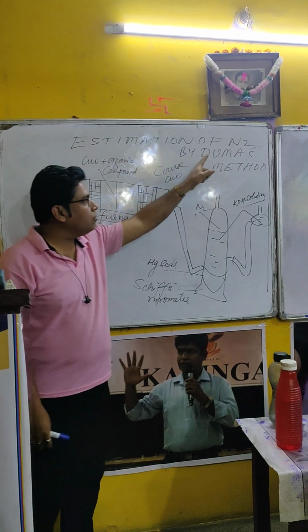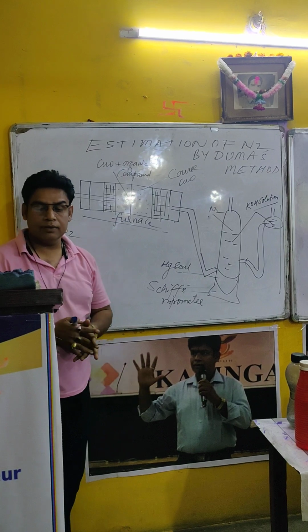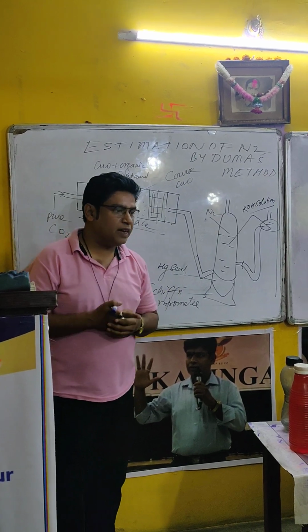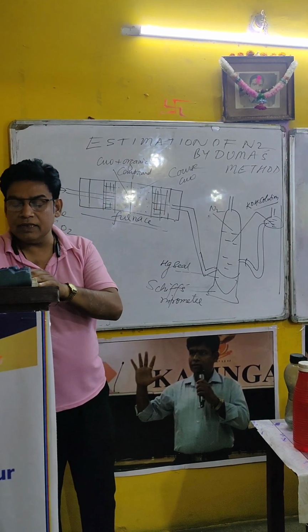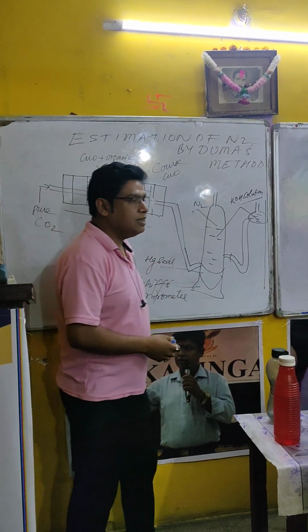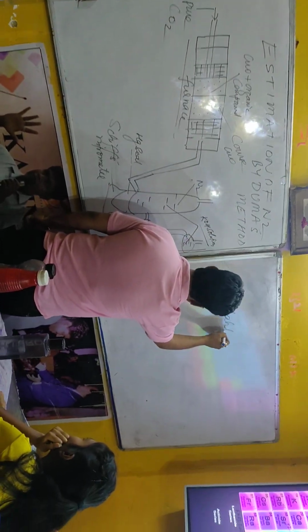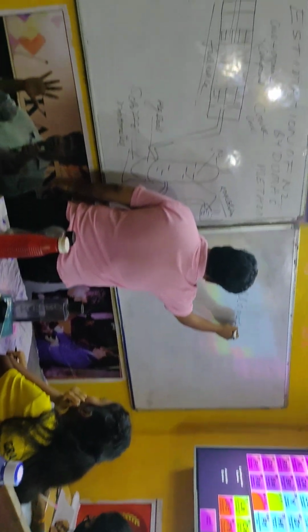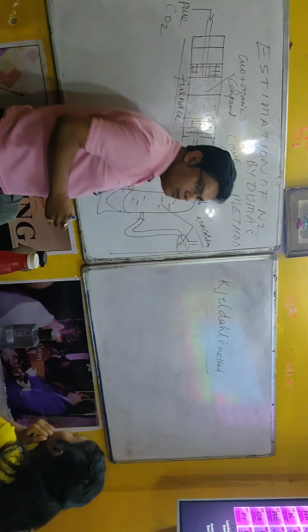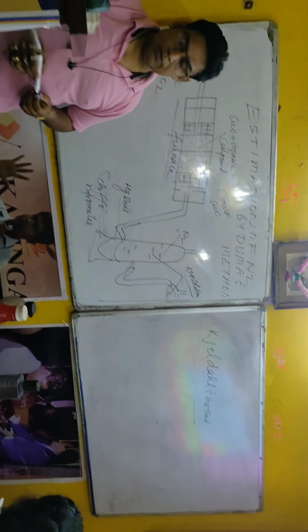The estimation of nitrogen by Duma's method. Let us see. Estimation of nitrogen is calculated by two methods, as I told you. One is Duma's method, another one is Kjeldahl's method. First we will study the estimation of nitrogen by Duma's method.